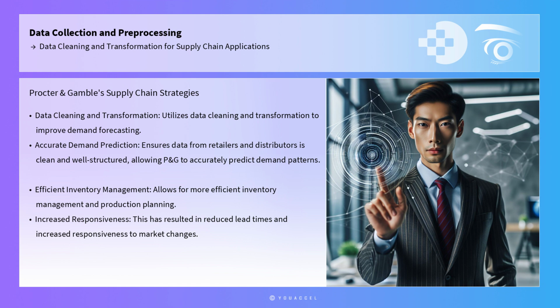Another example is the Procter & Gamble supply chain, which utilizes data cleaning and transformation to improve demand forecasting. By ensuring that data from retailers and distributors is clean and well-structured, P&G can accurately predict demand patterns, allowing for more efficient inventory management and production planning. This has resulted in reduced lead times and increased responsiveness to market changes.